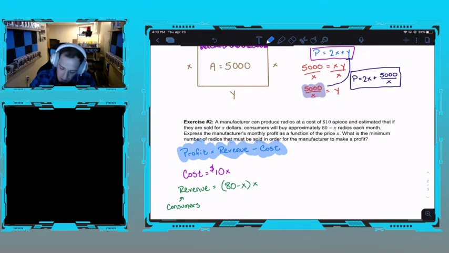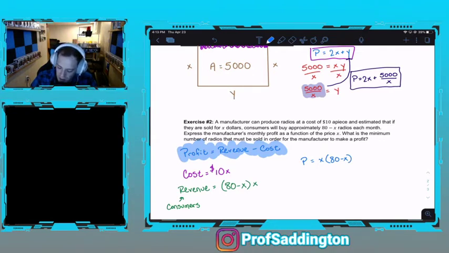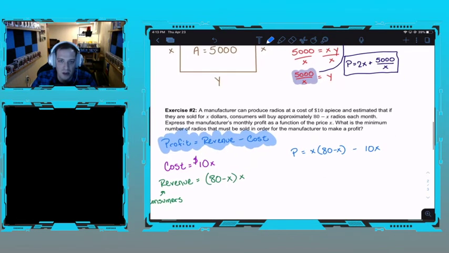So we just want to plug everything into the main profit formula. So I have the revenue. I'll just write P for profit. The revenue is X times 80 minus X. It doesn't matter what order you write it in. I'm flipping it around because I like distributing it that way. Minus 10X. So all I did was plug it in, and now I'm just going to simplify it.